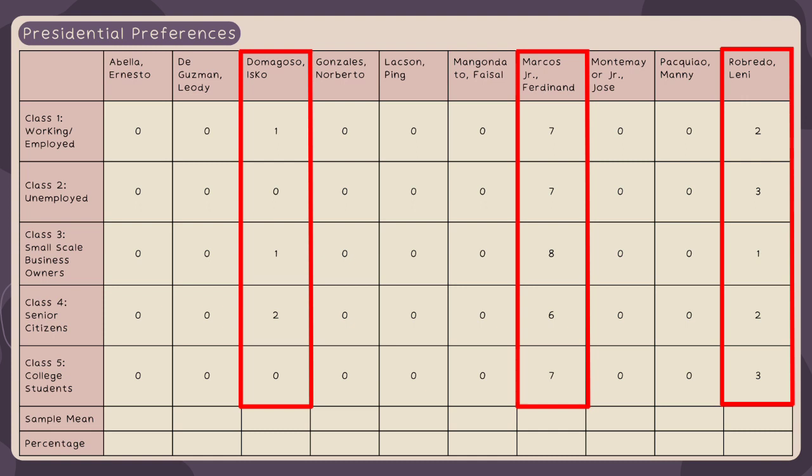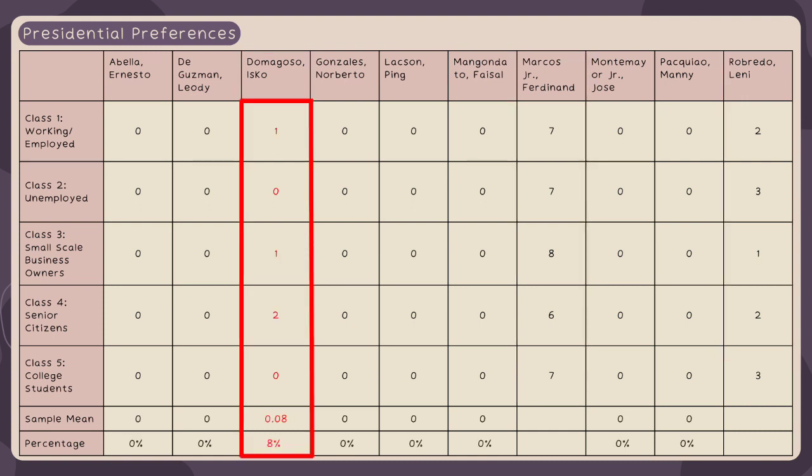Once done with that, proceed with getting the sample mean, wherein we simply add all the values on a single column and then divide it by 50, which is the total number of respondents. Therefore, for Isko Dumagoso, 1 plus 0 plus 1 plus 2 plus 0 is equal to 4. Divided by 50, we would have 0.08. Convert it to percentage by multiplying it by 100, 8%.